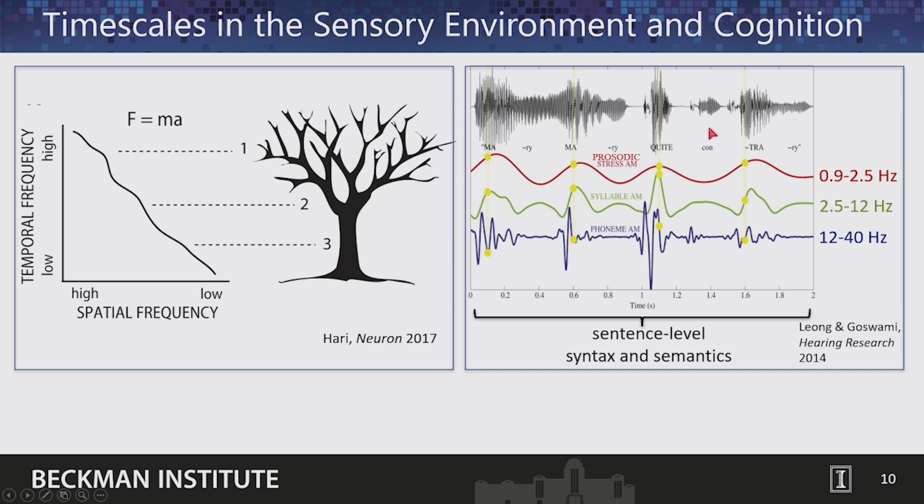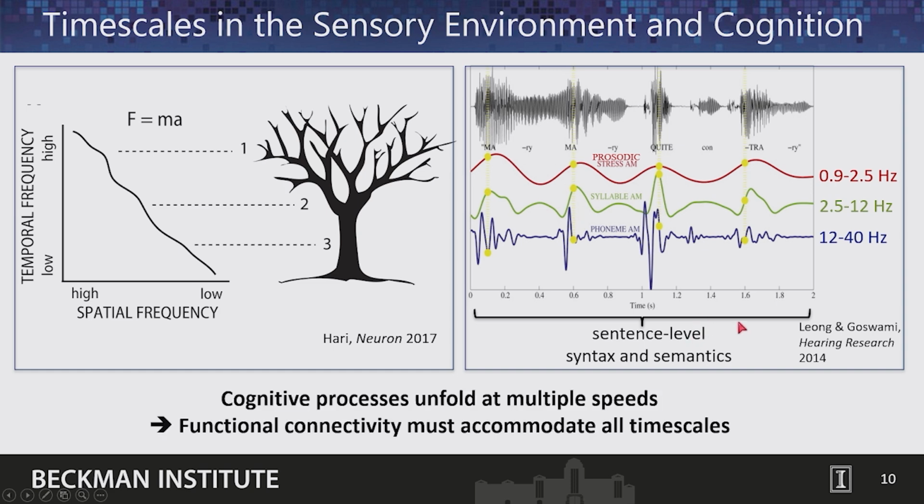Similarly, if you look, for example, here at the air pressure waves of someone singing a piece of a nursery rhyme, you see that the amplitude modulations of the phonemes are quite rapid, and then the amplitude modulations of the syllables and the prosodic stress points are slower and slower, and all that is embedded in slower time scales at the sentence level and at the paragraph level.